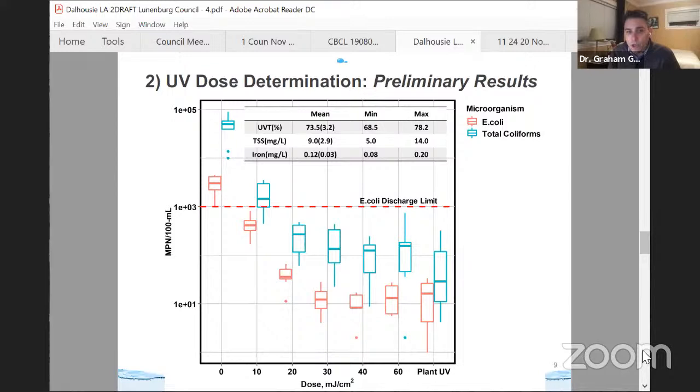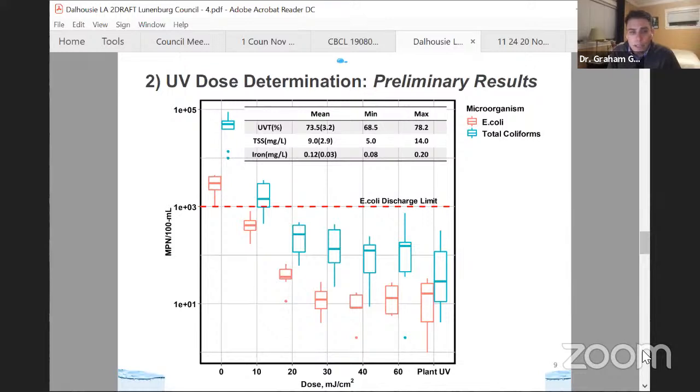And so you can see the dose on the bottom, or the x-axis, shows at zero, so then there's no light. The E. coli for the water samples that we've collected, or wastewater samples that we've collected to date, would exceed the discharge limit for the town of Lunenburg. And then as we move along the UV dose on the x-axis, we can get to a higher dose of 10, 20, 30, 40, 60.